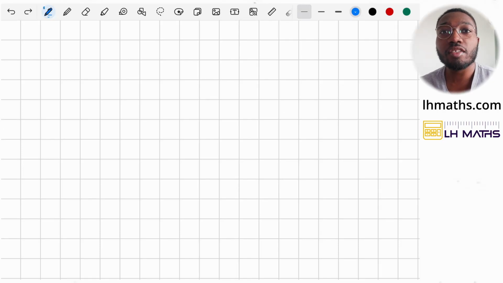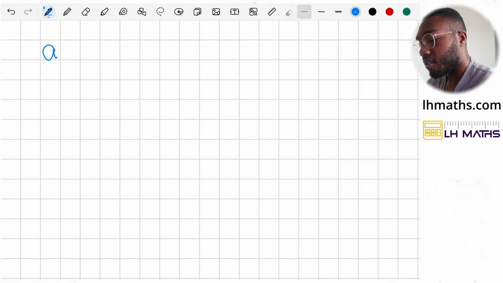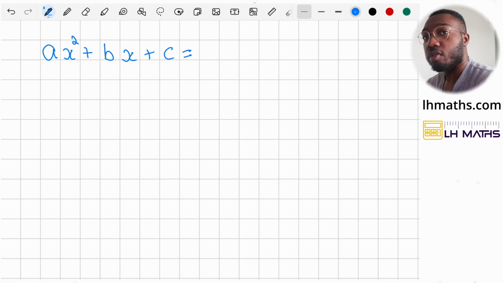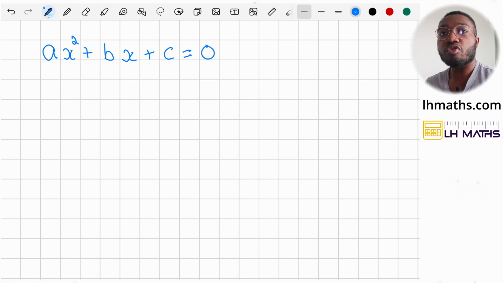Now, in our last lesson, we learned about completing the square. And in this lesson, we're going to learn the other way you can solve a quadratic equation, and that is through the quadratic formula. Okay, so if we have a quadratic equation in the form of ax squared plus bx plus c, which is equal to 0, then we can use the quadratic formula to work out the solutions.